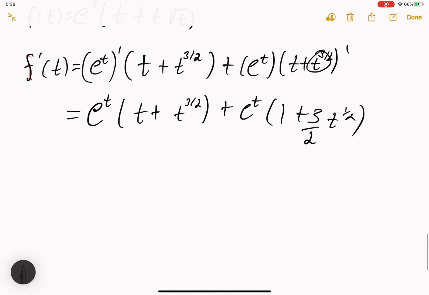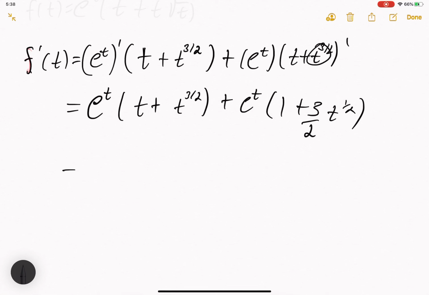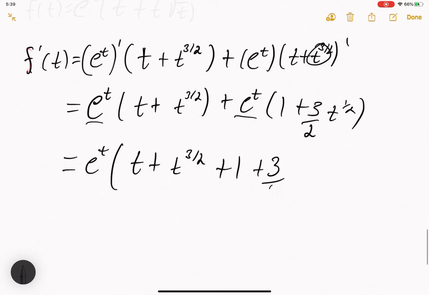So now what we can do is just simplify, or actually you could stop in this step if you wanted to. I'm just going to keep going just because I like to. I want to pull out e to the t from both of these terms. So you get t plus t to 3 over 2 plus 1 plus 3 over 2 t to the 1/2. And that's our final answer.